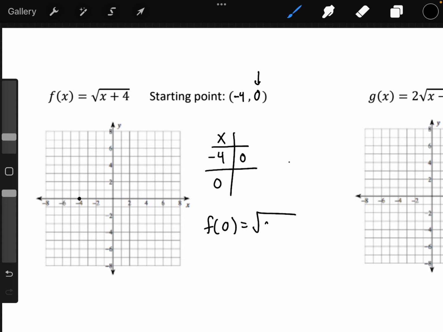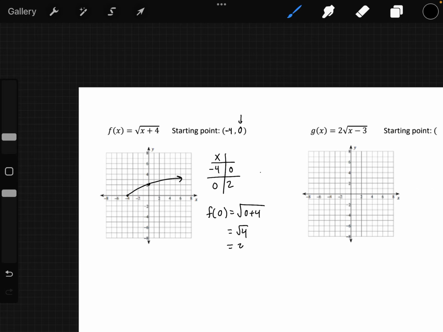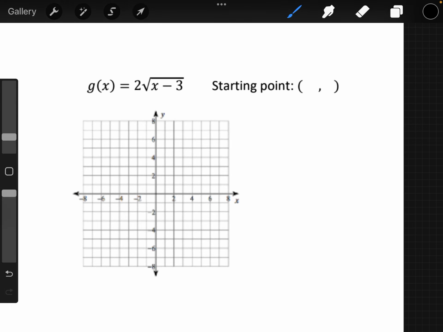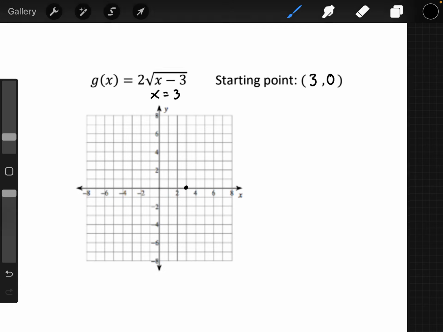So when x equals 0, we have the square root of 0 plus 4, which is the square root of 4, which is 2. So at 0, the value is 2. So we have this type of shape here. The starting point here is x equals 3, and 0. There's no k value here, so we'll start at 3, 0.